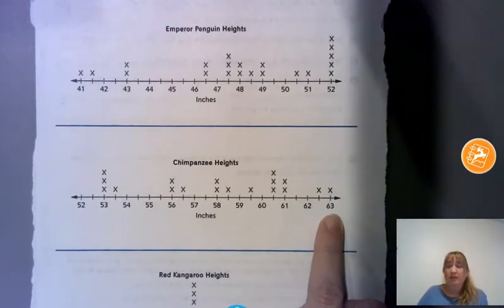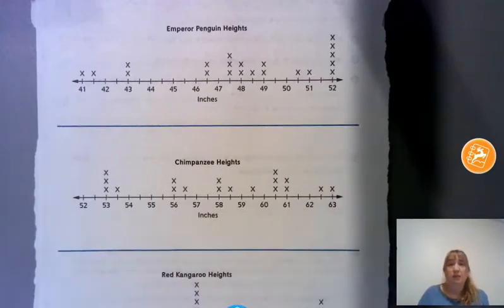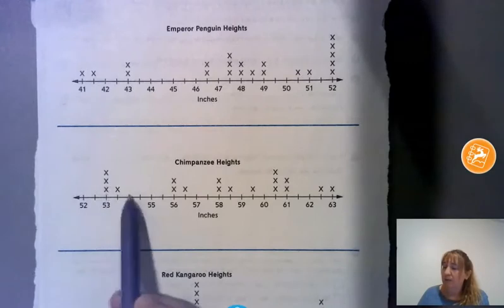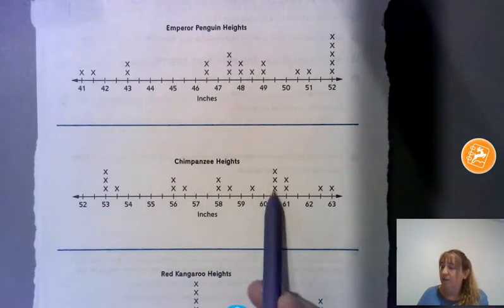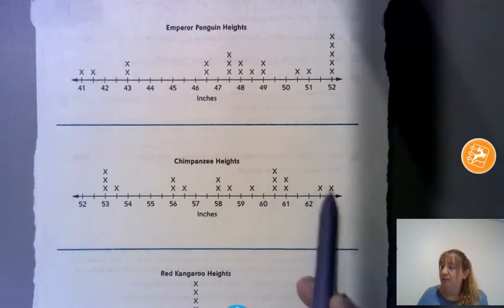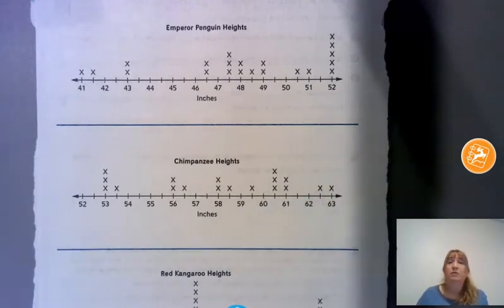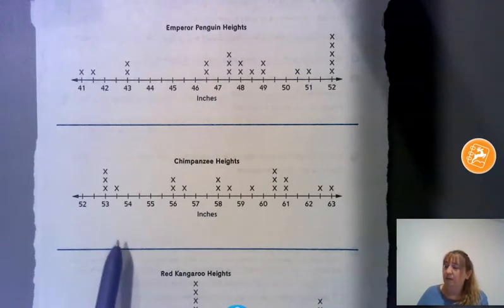Now we can also see that the X's represent each chimpanzee. So if we were to count, we have 1, 2, 3, 4, 5, 6, 7, 8, 9, 10, 11, 12, 13, 14, 15, 16, 17, 18. So we know that we're dealing with 18 chimpanzees. One of the first things I like to do when we look at these is to go ahead and figure out what we're looking at.